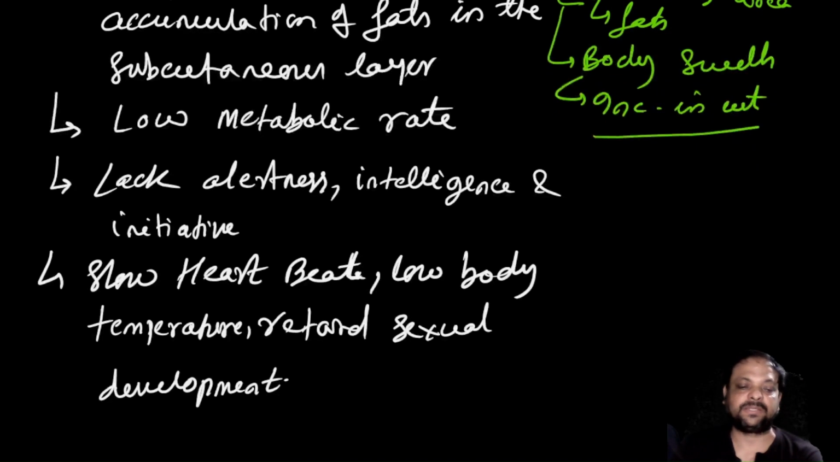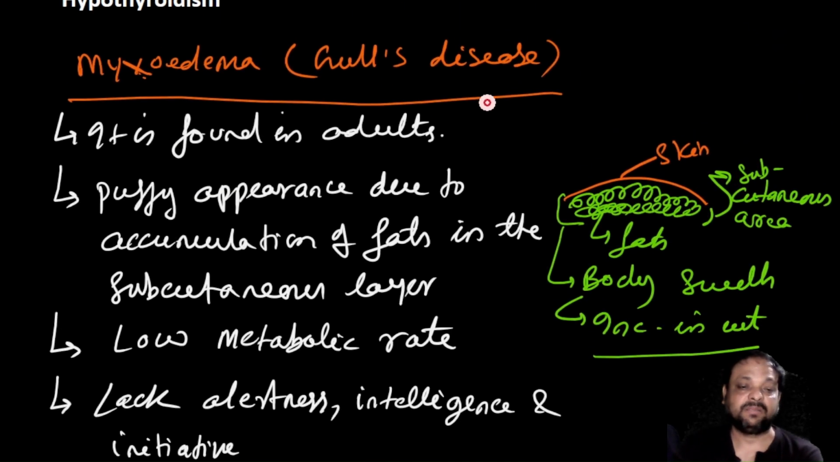And also what happens? The heartbeat slows down. The body temperature also decreases, and the sexual characters and sexual development also decrease. So all these factors are present in this particular disease, called myxoedema or Gull's disease, which is also due to hypothyroidism, that is, a decrease in the thyroxine hormone.